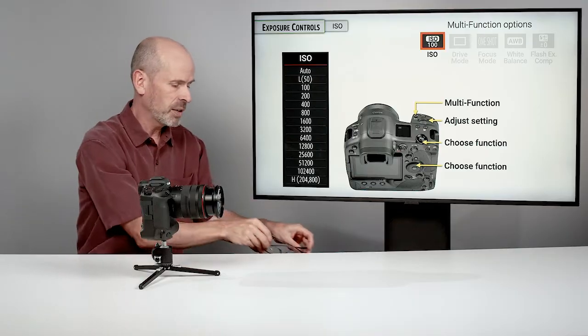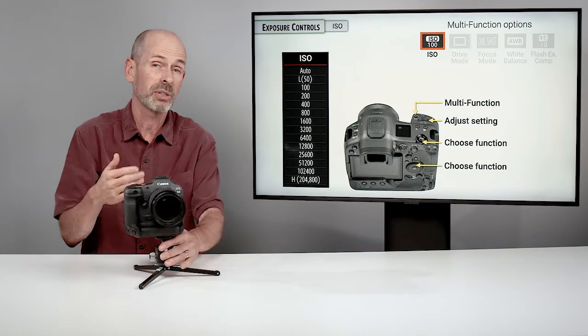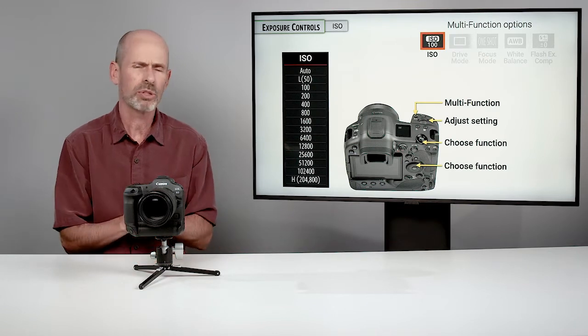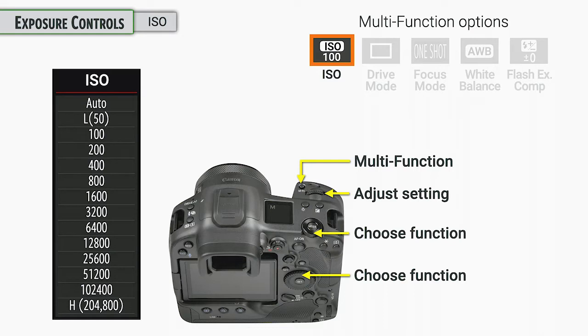And so there's a couple of different ways of advancing to the next function in there. You can either press the multifunction button, or you can turn either of the back dials on the camera. So once you get used to those controls, it becomes pretty intuitive and pretty quick and easy to work with.